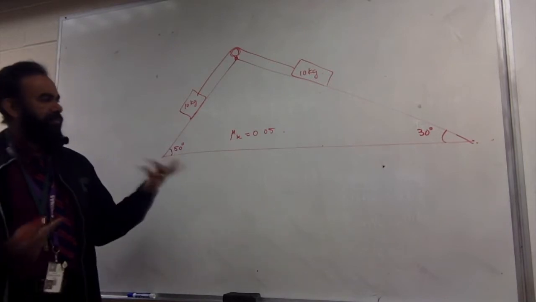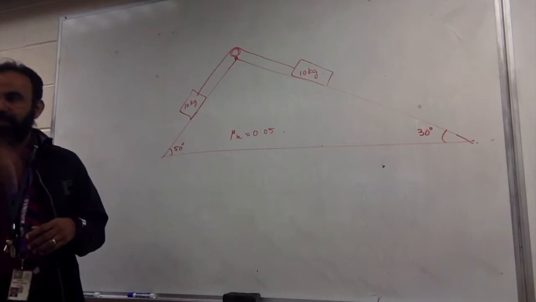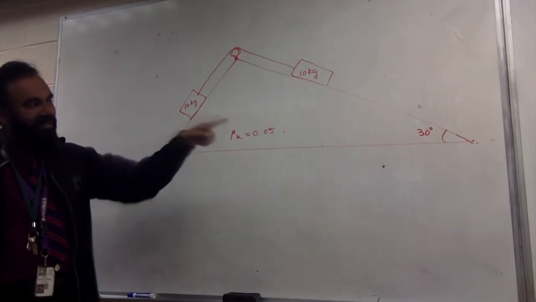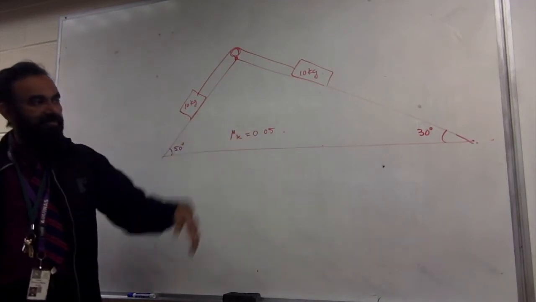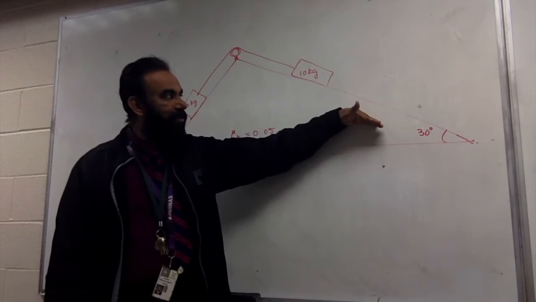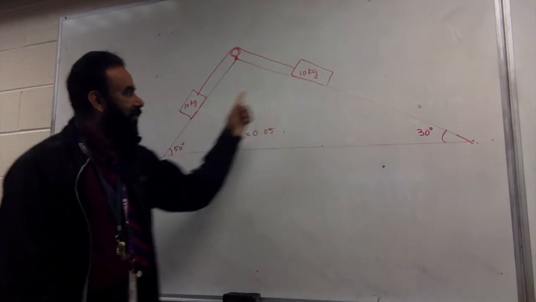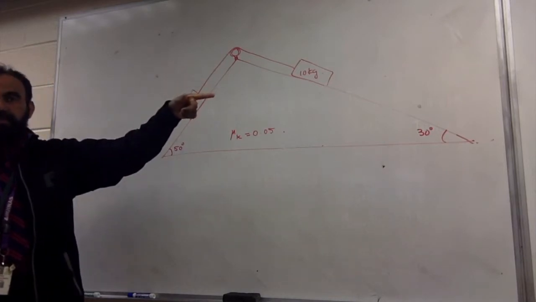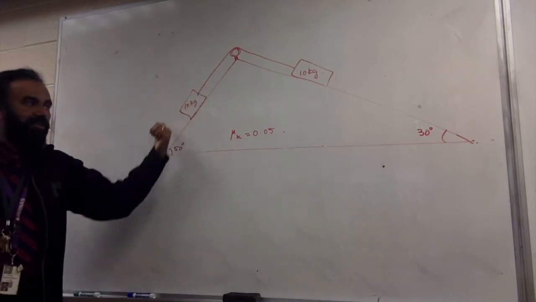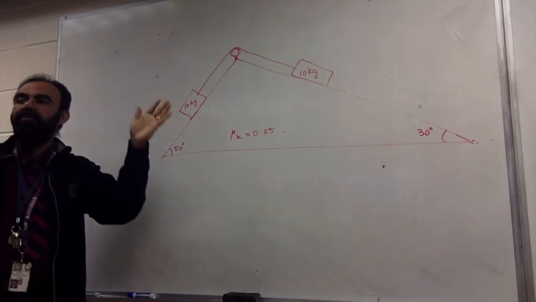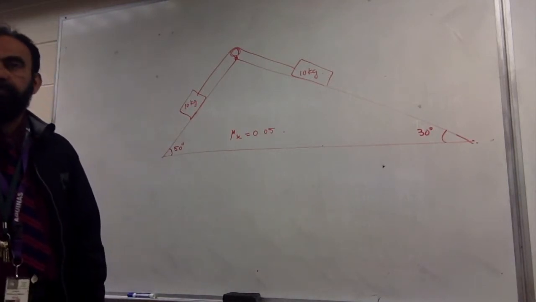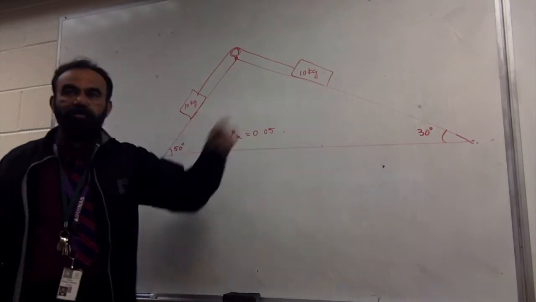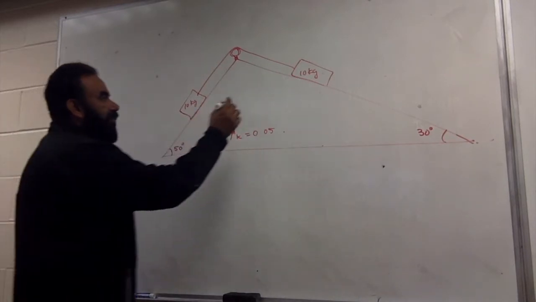Which way do you think it's going to move? Possibly this way, because this one is sitting on a less steep slope, and therefore this will have more mg sine theta pulling it down compared to that. That's why you can expect it to accelerate. But before you do that, mark all the forces. That's the next thing to do. The coefficient of kinetic friction is the same for both surfaces.